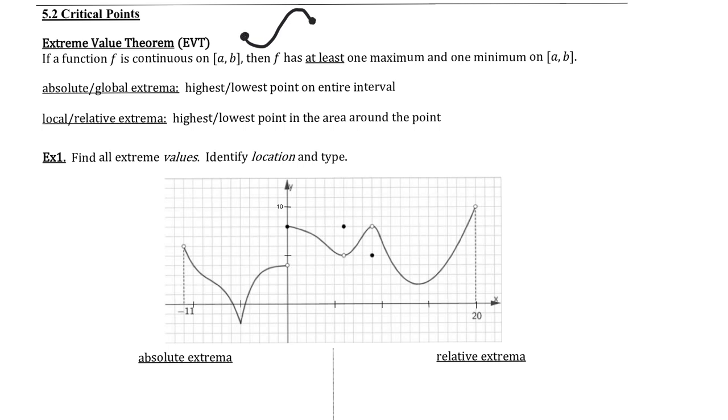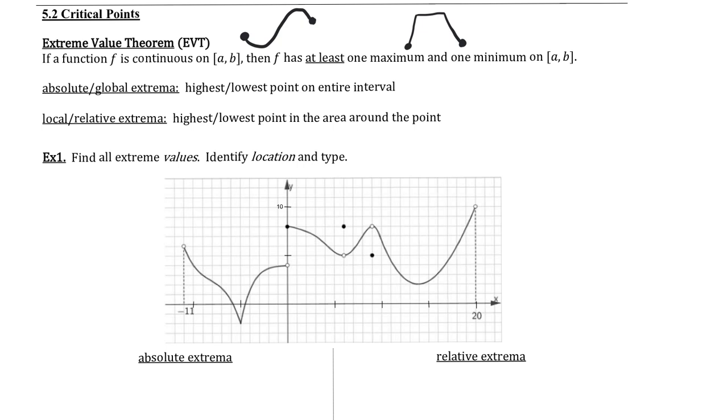Let me do another one. How about something like this? This is also closed because it has the endpoints. It's continuous. It's connected. It's not differentiable, but that's not a requirement of this theorem. Okay, if a function f is continuous on the closed interval [a, b], then f has at least one maximum and minimum value. Okay, so at least one maximum.